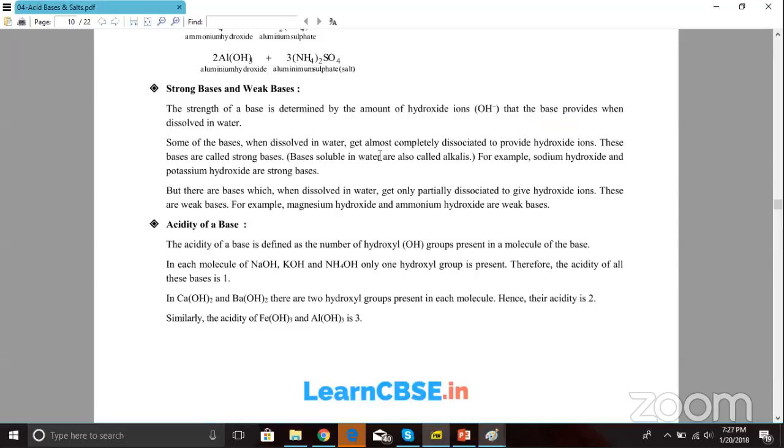Some bases, when dissolved in water, are completely dissociated. Dissociated means it completely breaks down and gives the hydroxide ions. Some bases give only partial dissociation, and we call them weak bases. For example, magnesium hydroxide as well as ammonium hydroxide are weak bases. They cannot give 100 percent of the OH- ions. Instead they dissociate very little, say 10 percent or 20 percent.